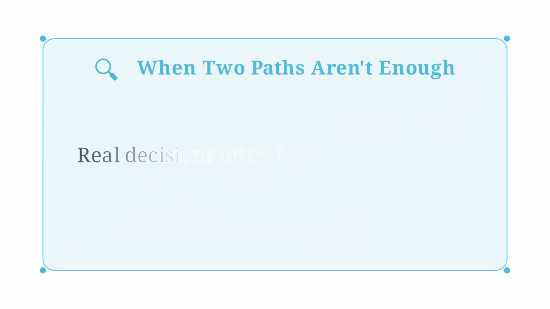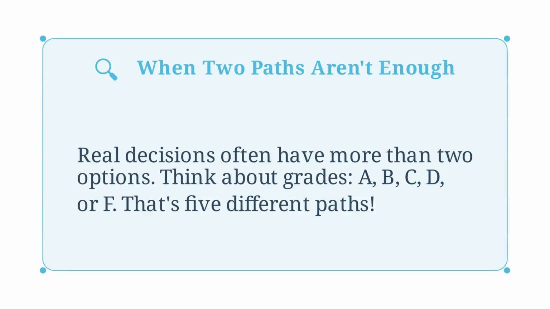Here's the thing about real life. Decisions usually have more than just 2 options. Think about grades on your test. You could get an A, B, C, D, or F. That's 5 completely different paths your program needs to handle.